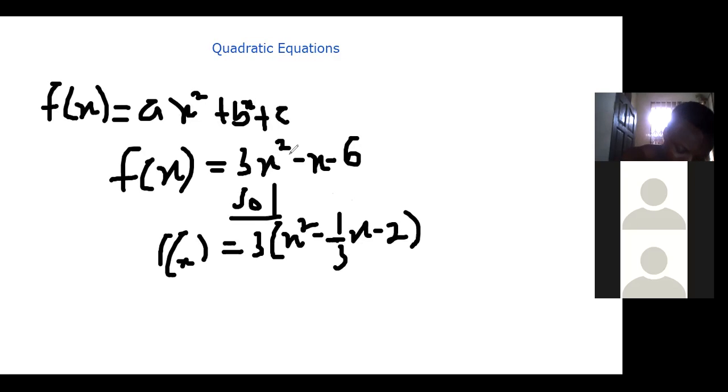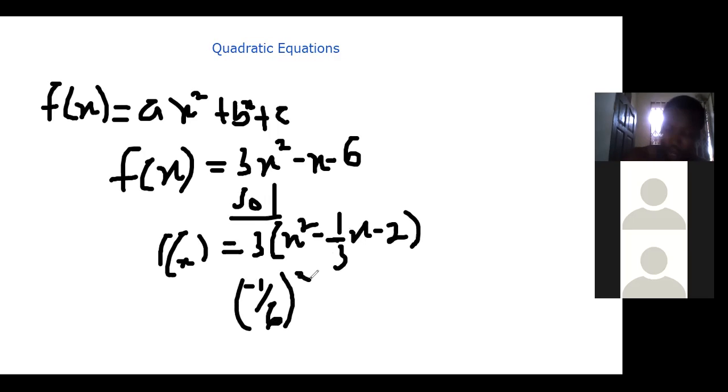So the next step is we are going to divide the coefficient of x by 2 and square the result. After dividing by 2, we are going to square the result. The coefficient of x is minus 1 over 3. So we are going to divide it by 2. When you divide it by 2, you are going to get minus 1 all over 6. Then you square it. This is the next step.